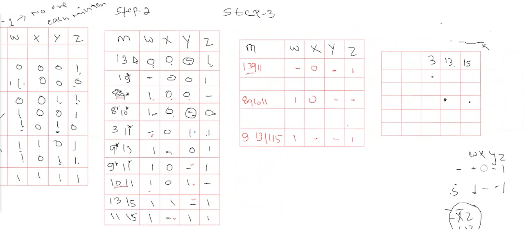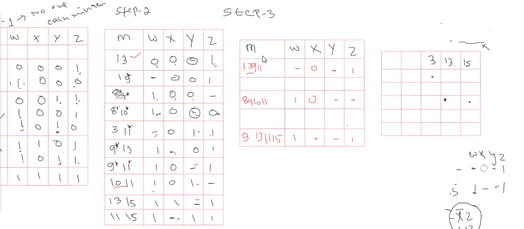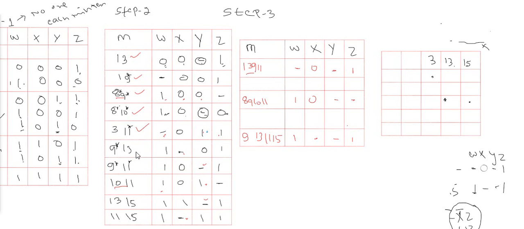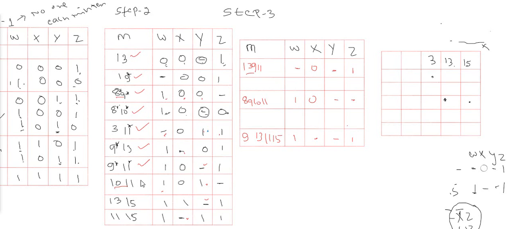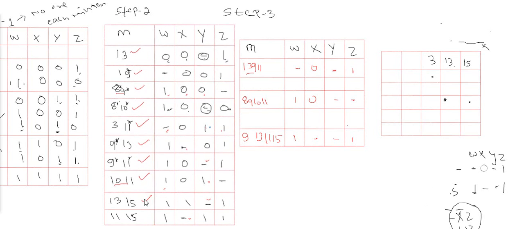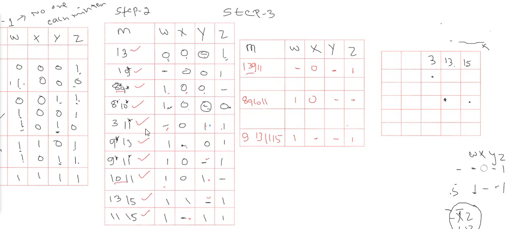In this we can cross verify whether every particular minterm is mapped in step 3 or not. 1 3 is mapped in the first term, so right tick mark. 1 9 is there again in the first one. 8 9 is there in the second group. 8 10 again in the second group. 3 11 is in the first group, so tick mark. 9 13 is in the third group. 9 11 again in the third group. 10 11 is in the second group. 13 15 is in the third group, and 11 15 in the third group. So all are tick marks.